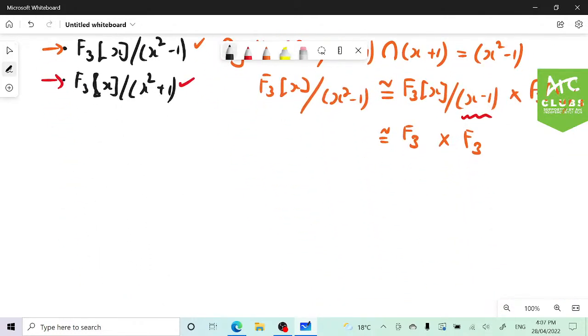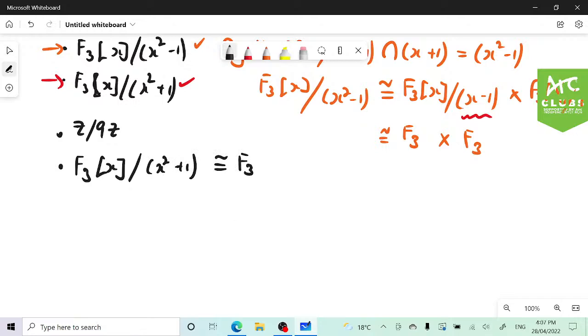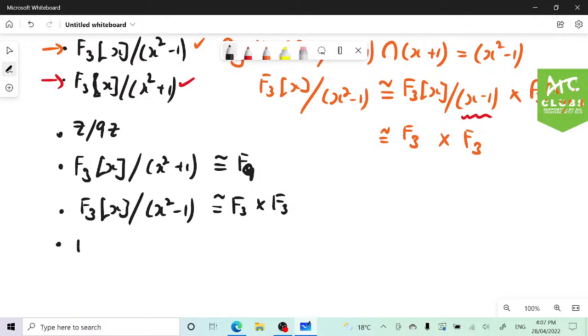So the isomorphism classes that we have here are as follows. Z mod 9. F3[x] mod x squared plus 1 is isomorphic to F9, sorry. F3[x] mod x squared minus 1 is isomorphic to F3 cross F3. And F3[x] mod x squared is distinct. And so we have these 4 equivalence classes here.